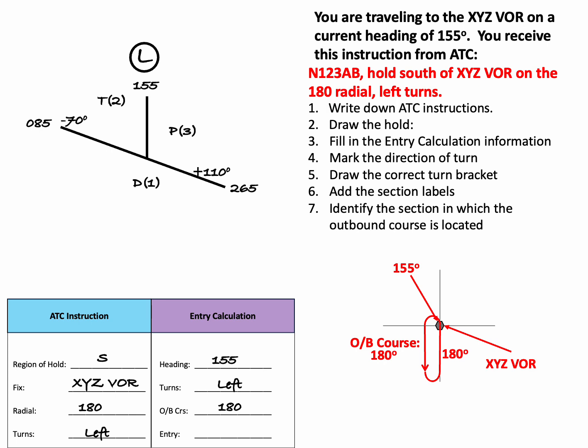Confirm that your numbers for the boundaries are 180 degrees apart. Our sections are now complete. Direct first priority is 265 to 085. Teardrop second priority is 085 to 155. And parallel third priority is 155 to 265. With the bracket labeled, identify the section in which the outbound course 180 falls. 180 is between 155 and 265. That means the entry is parallel. Write parallel in the last line of the entry calculation.